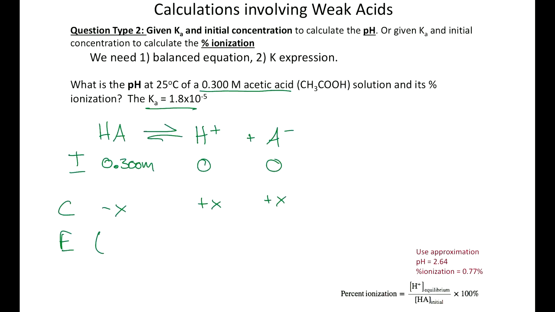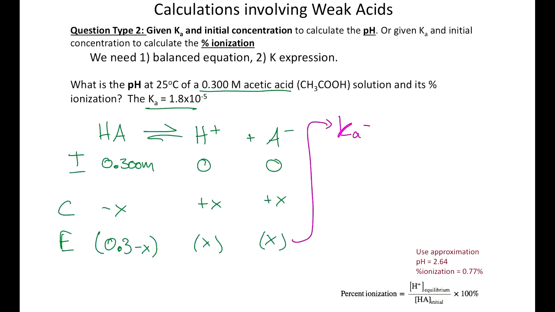So then at equilibrium, I have 0.3 minus X of HA, X amount of H plus, X amount of A minus. Which value is going to help me calculate pH? What do I need to get pH? I need H plus concentration, so I need to figure out what X is. Does that sound familiar? Yes. Okay. So how are we going to figure out what X is?